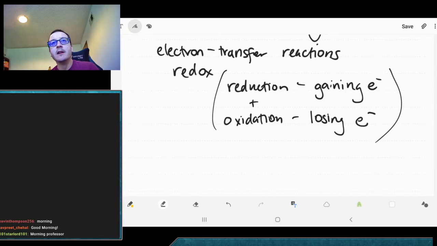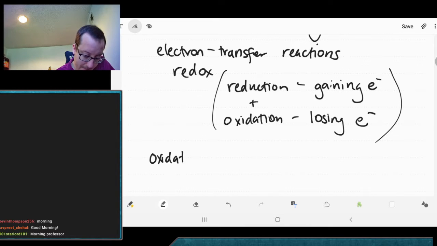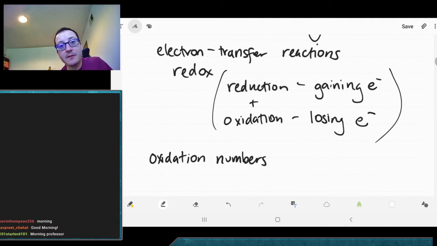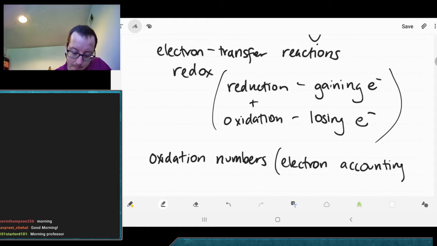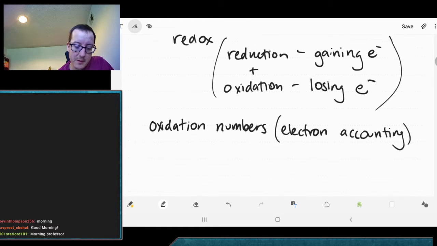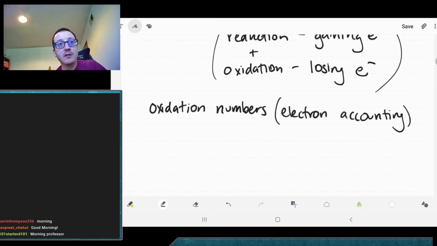Anyways, we should do a little bit of a review to start getting us back into the idea of redox. Remember, we had these things called oxidation numbers, where we could keep track of our electrons as they go from one component to another in a reaction. We referred to this as electron accounting before. And we remember we had a couple of rules that we were able to apply when talking about oxidation numbers.